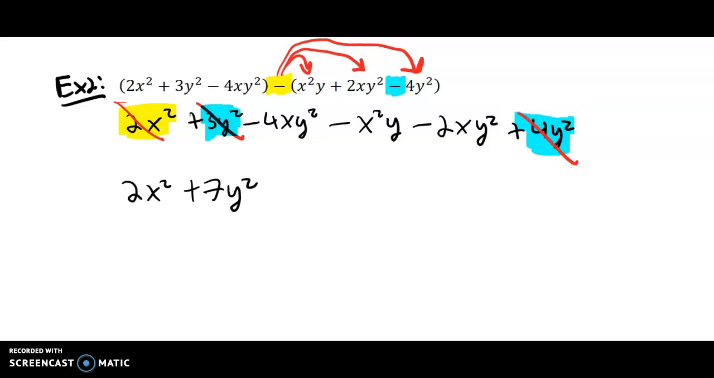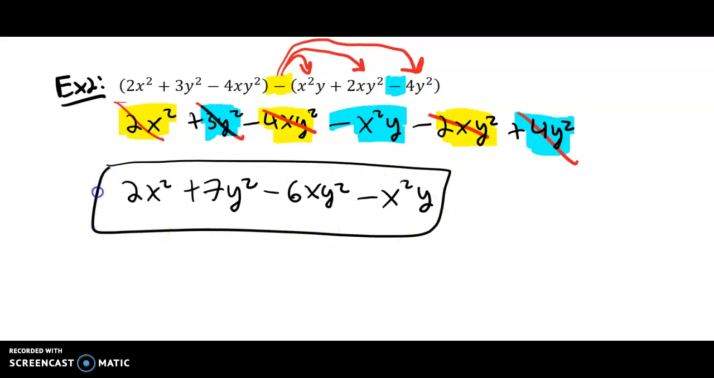All right. Next, I see a 4xy squared. Do we have another one of those? Yes, we do. Xy squared. It needs to be exactly the same. So it's a negative 4 and a negative 2. That's going to give me minus 6xy squared. We're done with this. We're done with this. This is the only term left. He has nobody to combine with, so it just stays the same. X squared y. And this is our final answer.